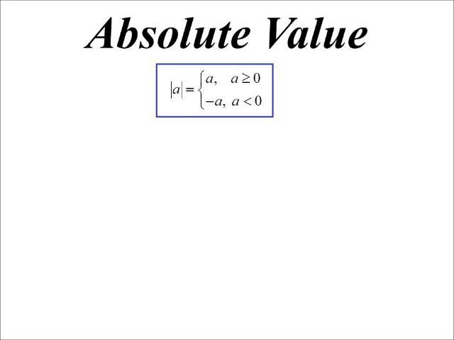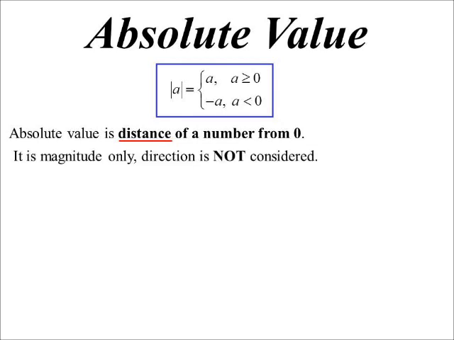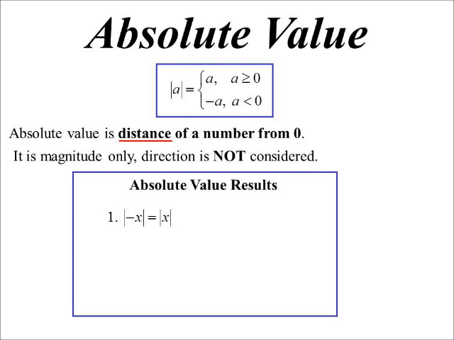The way you can think about it is it's a distance, so we're not really worried about plus or minus. It's simply how far away are we from 0 on the number line. That's its absolute value. So it's magnitude only. The direction, whether we're going to the negatives or the positives, we don't care. It's not considered. So some basic results with absolute value then.